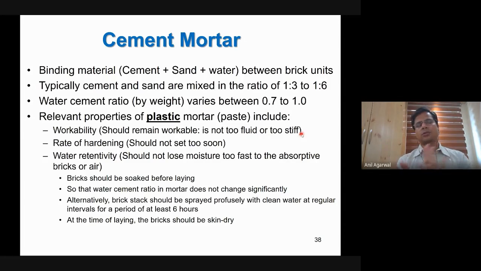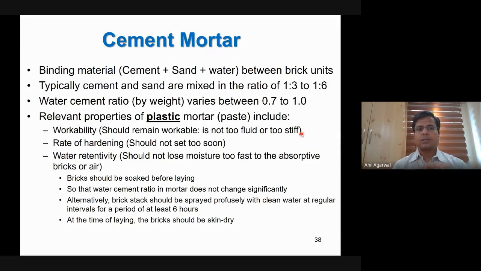Similarly for mortar, of course, you can't achieve the workability of the level of clay, but still you want it to have a certain amount of workability. If there is not enough water, then you will not have enough workability. So water as well as cement. If there is too much sand, then it will not have the workability. It should be able to fill all the nooks and corners of the brick surfaces.